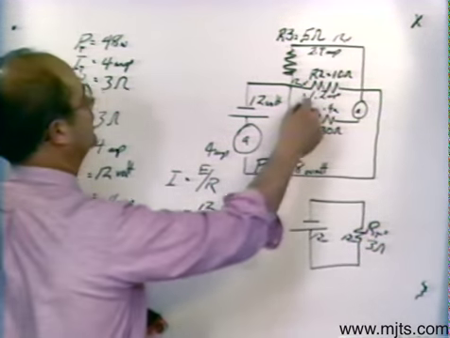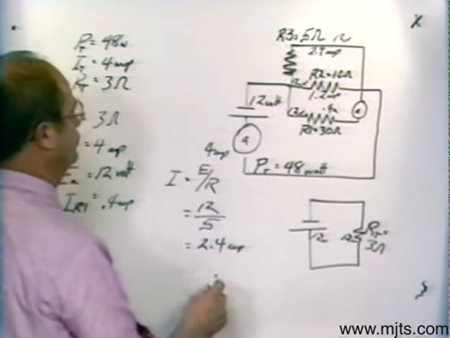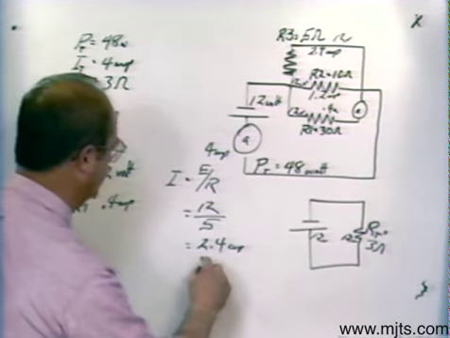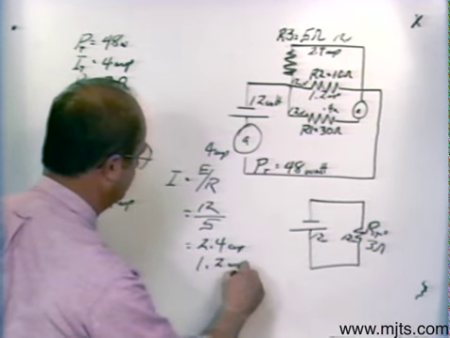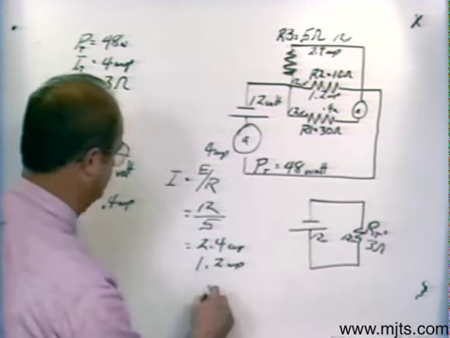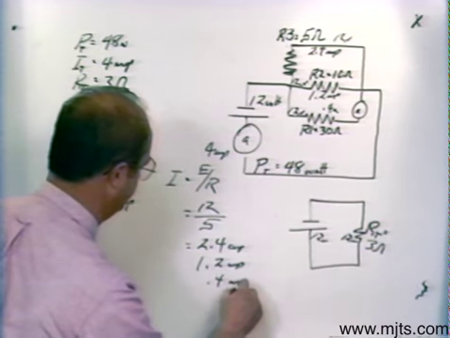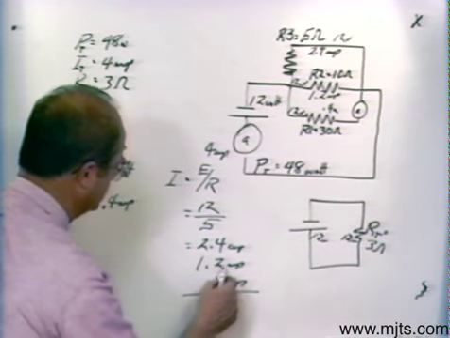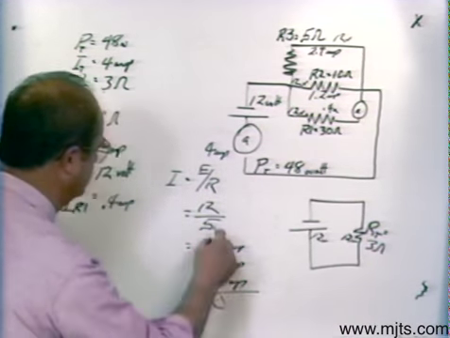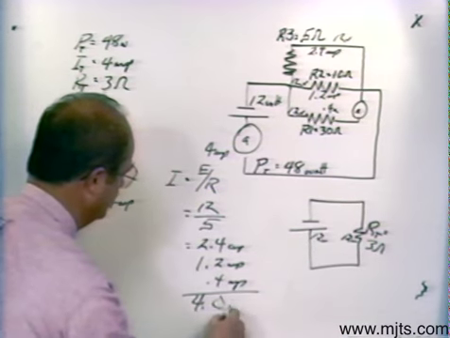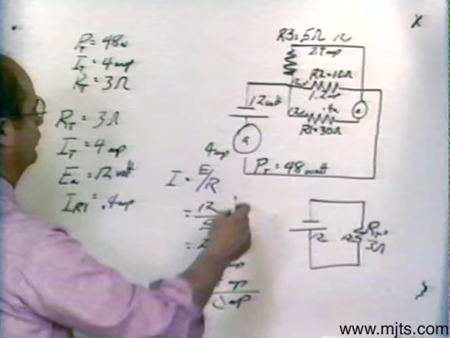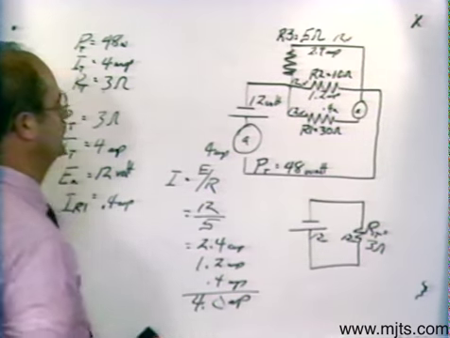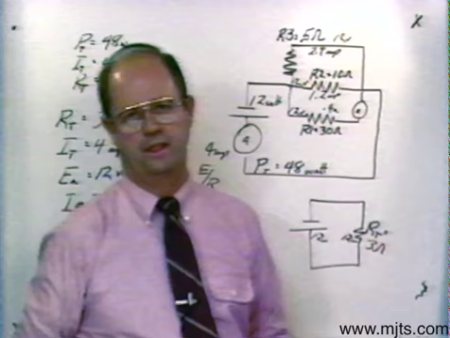Now that means if I add the currents, it should be 4. Let's see how we did. We've got 1.2 amp and 0.4 amp. Add those all together, and we'd have 4 amp. So you see that all proved out.